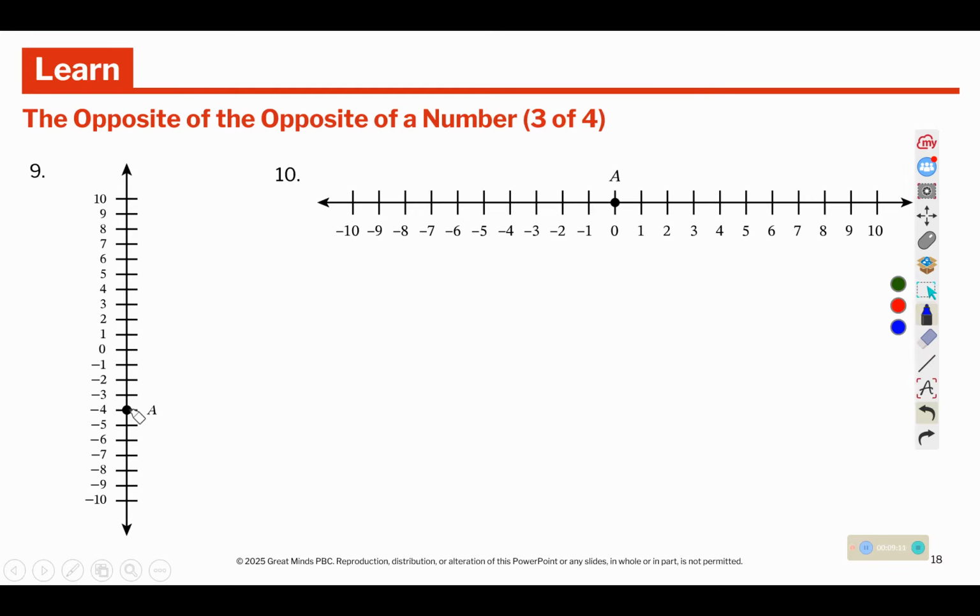B is the opposite of -4, so B is located at +4. C is the opposite of B and then the opposite of that, which puts it back at -4. What's the opposite of 0? 0 is its own opposite. So B is located here, and then the opposite of that is also 0.